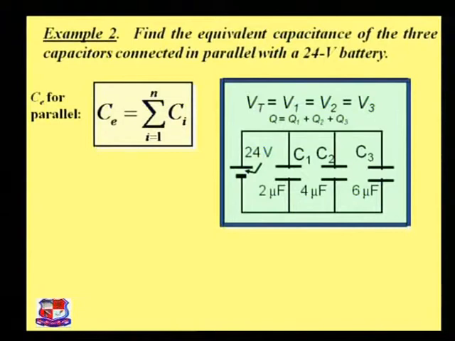Now this is an example based on the parallel circuit. Here we find the equivalent capacitance of three capacitors connected in parallel with a 24 volt battery. The value of capacitor C1 is 2 microfarad, C2 is 4 microfarad and C3 is 6 microfarad. All are connected in parallel. Using that equation, C equals C1 plus C2 plus C3, which is 2 plus 4 plus 6, that is 12 microfarad overall capacitance in the circuit. You see that.